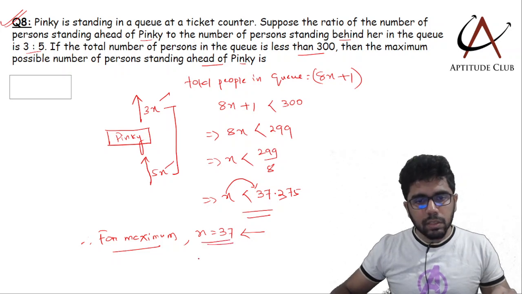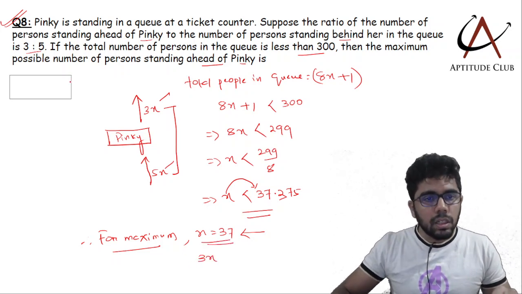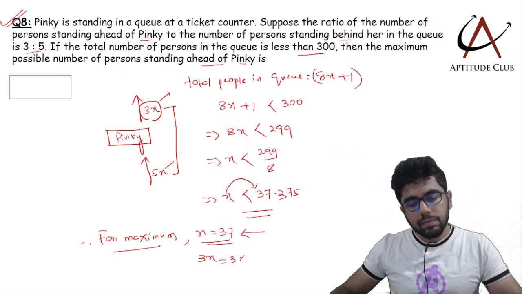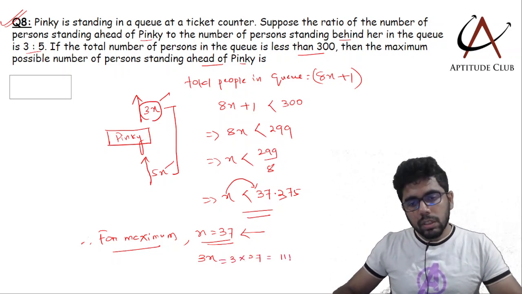So if x is 37, then the number of people standing ahead of Pinky, 3x, will be 3 into 37, which is 111.